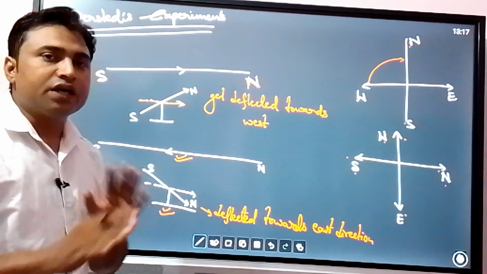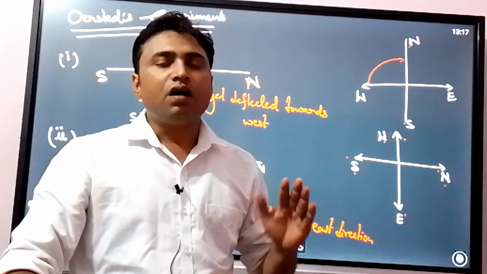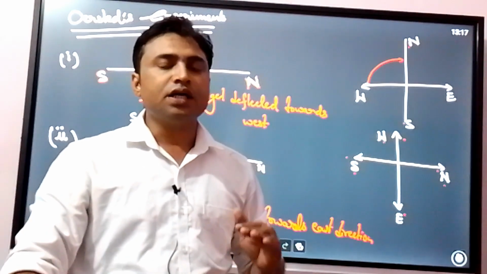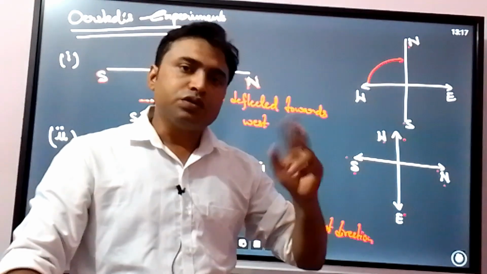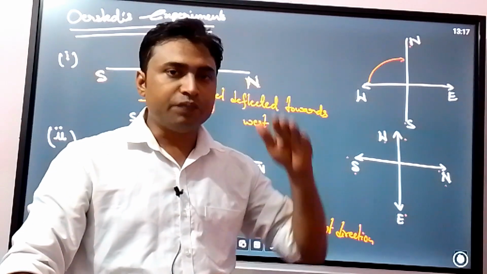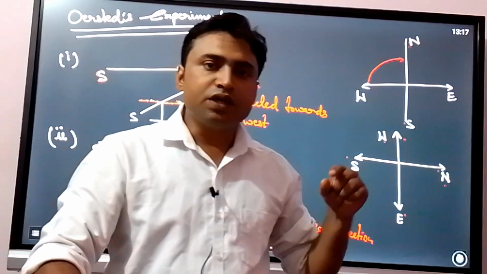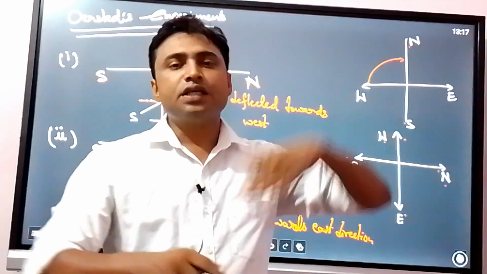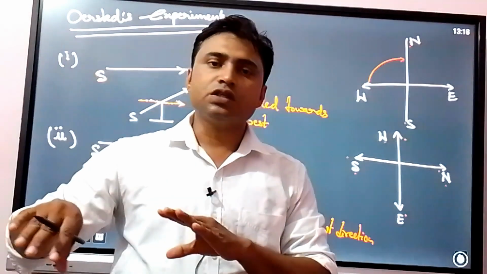Means the case will reverse. If we reverse the direction of the current, then the deflection direction will reverse. Or if we change the position of the magnetic needle, that is either above the wire or below the wire, then in both cases the magnetic needle direction will change. If the magnetic needle is below the wire and it shows the deflection towards the west, and if we keep that magnetic needle above the wire, then in that case it will show the deflection towards the east.